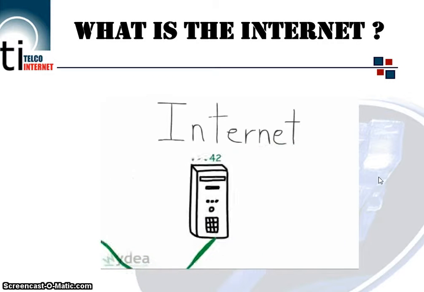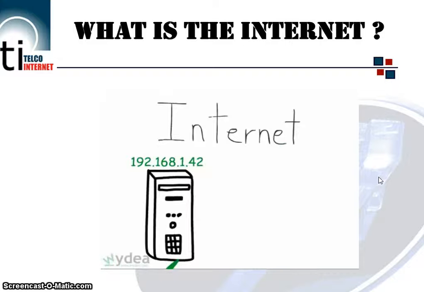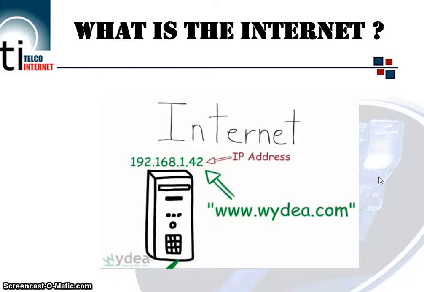Internet addresses are a series of numbers rather than the typical website names such as www.widea.com that you're accustomed to typing into a web browser. However, the internet has a built-in mechanism for translating every website name into its exact address, called an IP address.